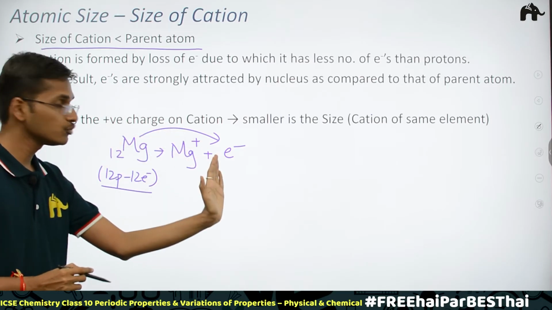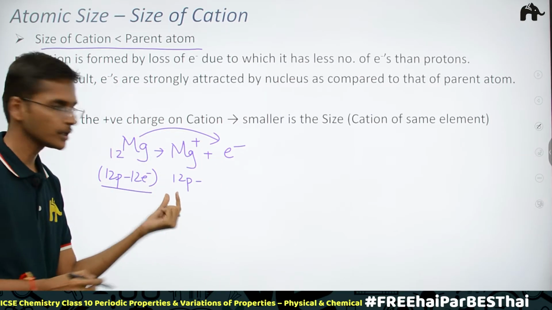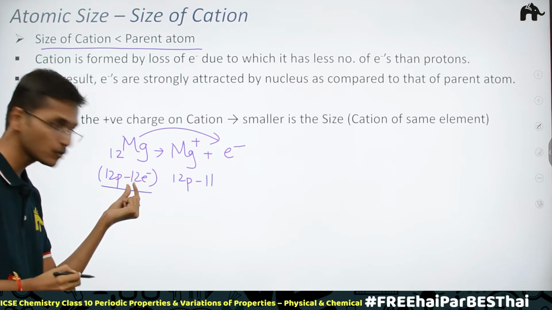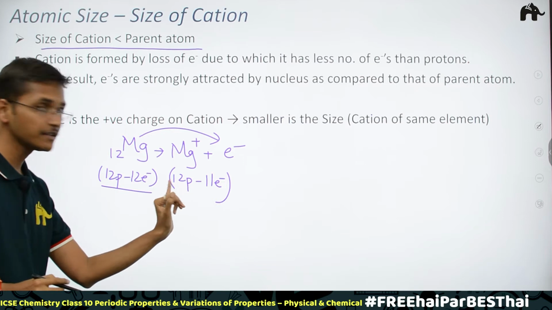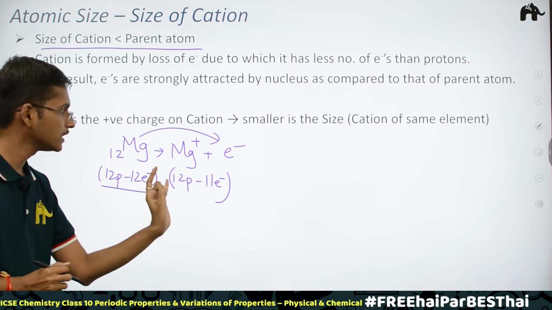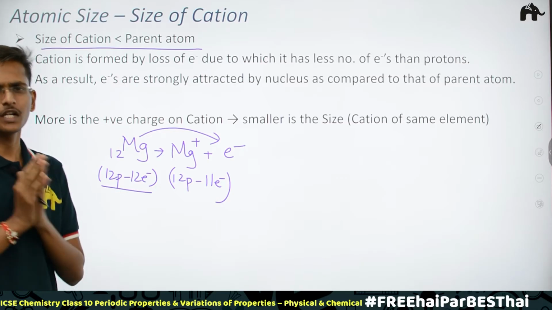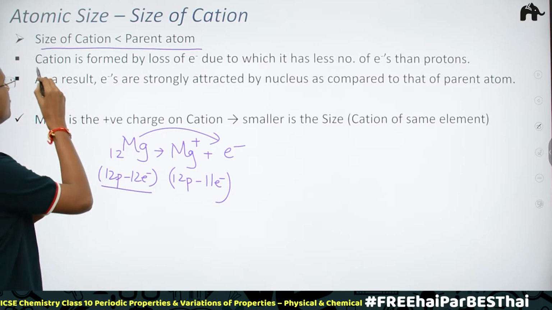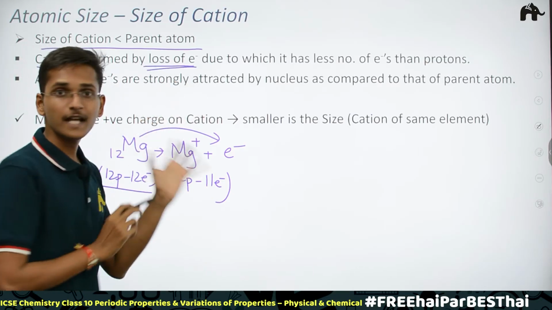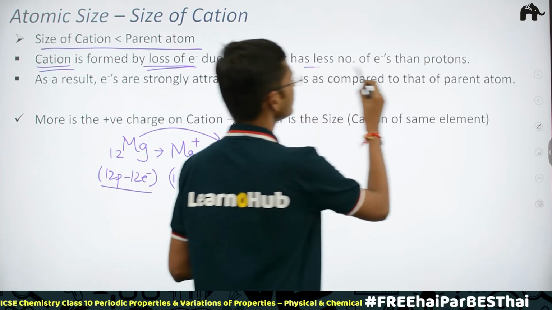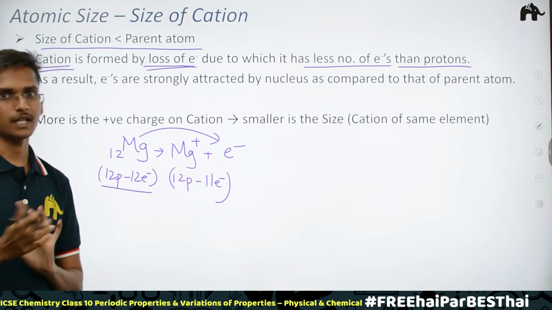But after losing an electron, what would happen? It would still have 12 protons, but it has lost one electron, so the electron number would be 11. Since it has one extra proton, it has a 1 plus charge. Very simple. So this should be clear. When a cation is formed by the loss of an electron, the number of electrons is less than the number of protons.